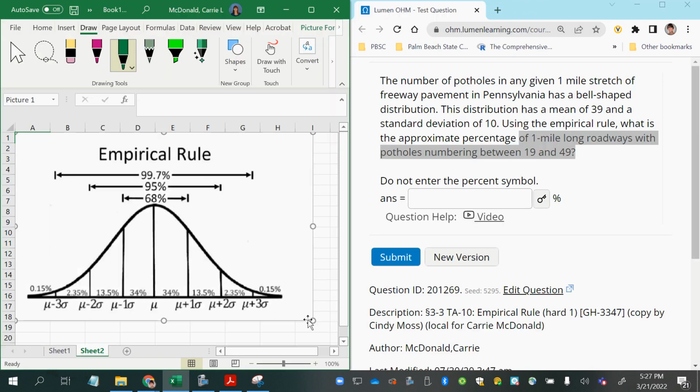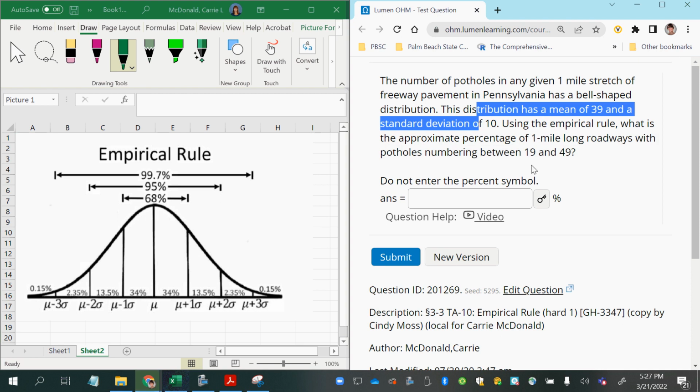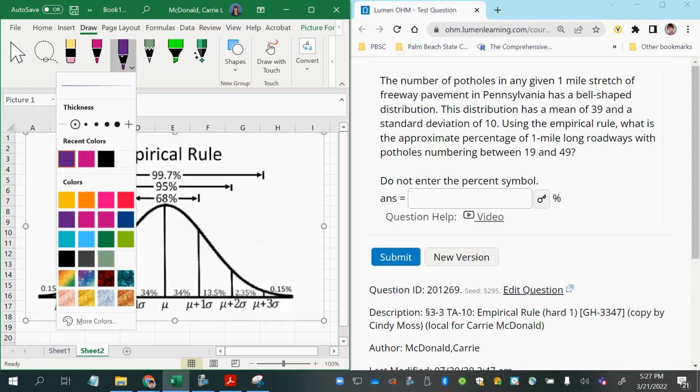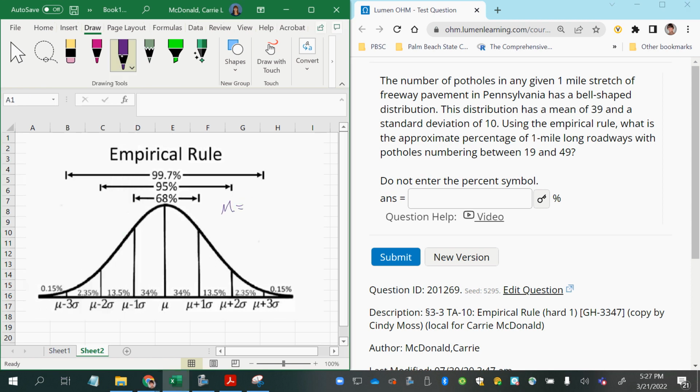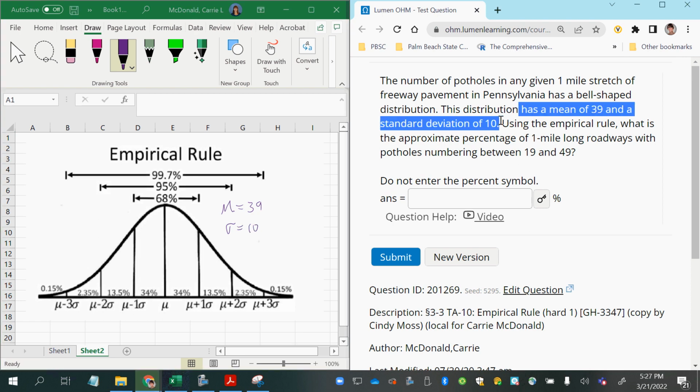19 and 49. What we can do is take the information they've given that this distribution has a mean of 39. So the mean, mu, is 39. The standard deviation is 10, which means this is a non-standard distribution. Standard normal distributions have a mean of 0 and a standard deviation of 1 and z-scores on the horizontal axis. Here we have a mean of 39, so it's not a mean of 0, that's why it's not standard, and a standard deviation of 10.